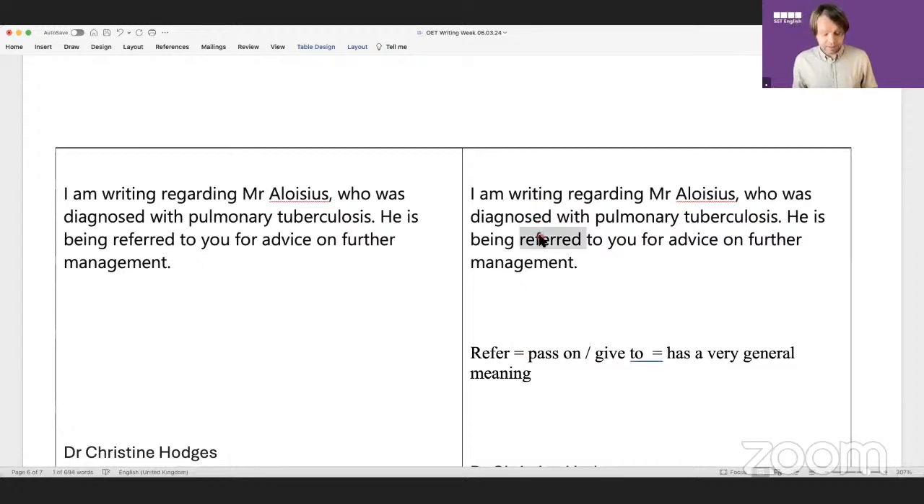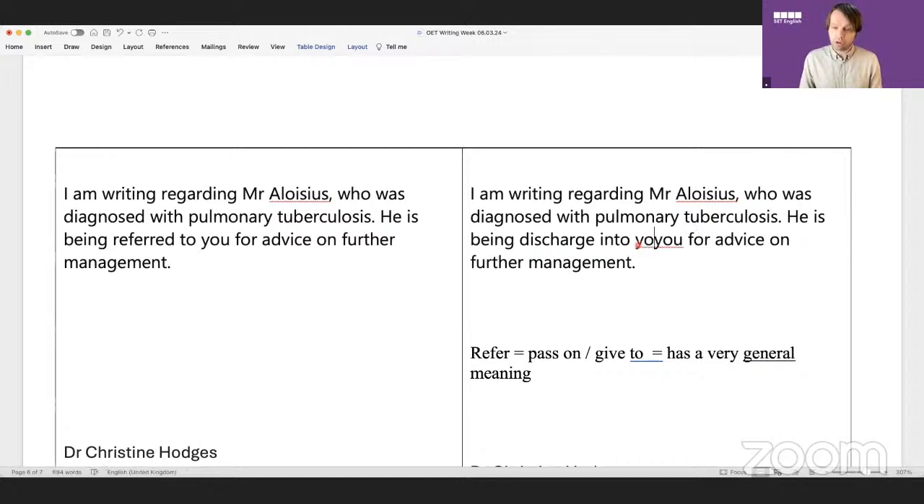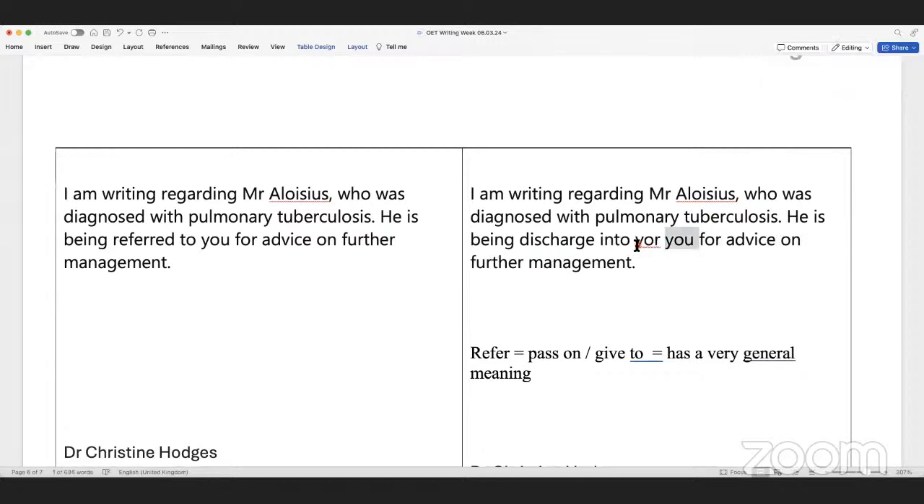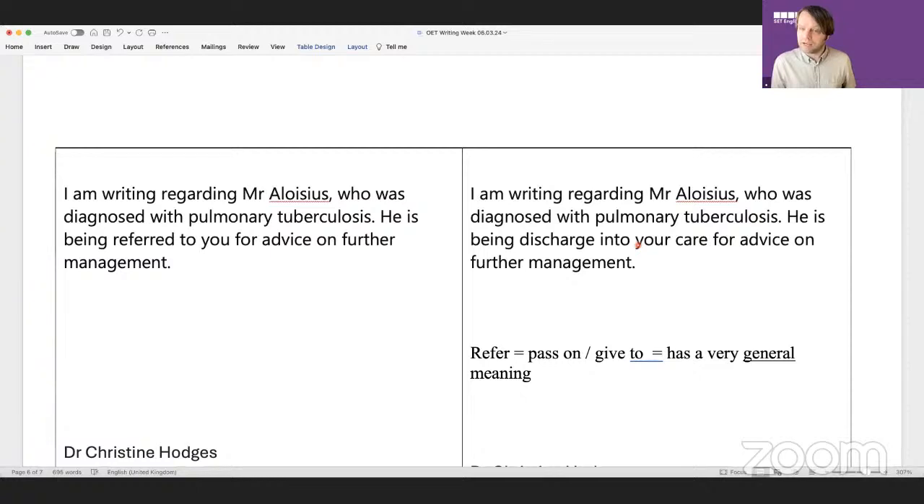However, Khalid, let's say discharge because it's more specific, right? Why be so general? Let's be specific. This is a discharge, but it's not to you, is it? It would be into your care, because he's not going to live with the doctor, right? So he's not discharged to. It would be into your care. Okay, Khalid, very nice comment there, sir.